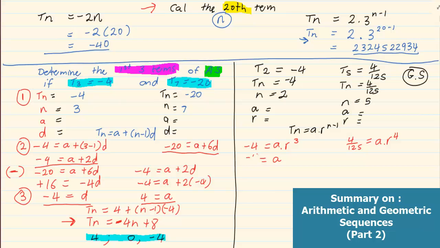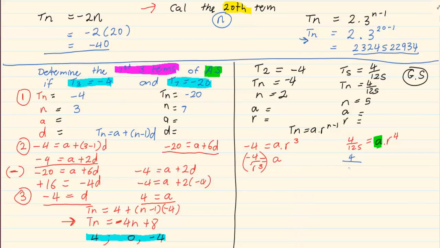So we have a is equal to minus 4 over r to the power of 1. We substitute it into a. Okay, the a, so we got 4 over 125 is equal to minus 4 over r to the power 1 times r to the power 4. By cancellation, you get r is equal to minus 1 over 5. Then by substitution, we have that a is equal to 20.